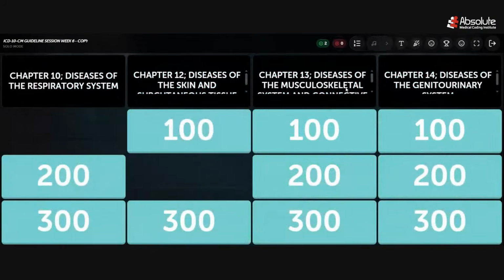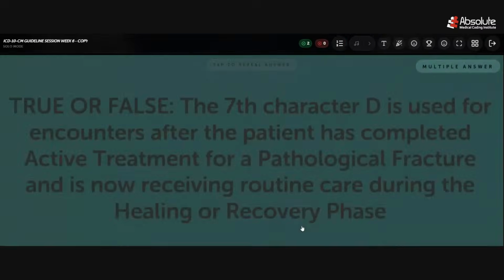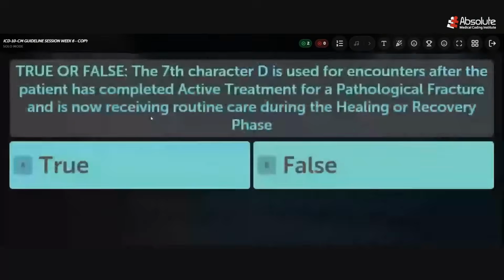Let's move right along to our chapter 13, musculoskeletal systems. 100. True or false? The seventh character D is used for encounters after the patient has completed active treatment for a pathological fracture and is now receiving routine care during the healing or recovery phase. So what is this seventh character going to be used for? True or false? Let me know in the chat.